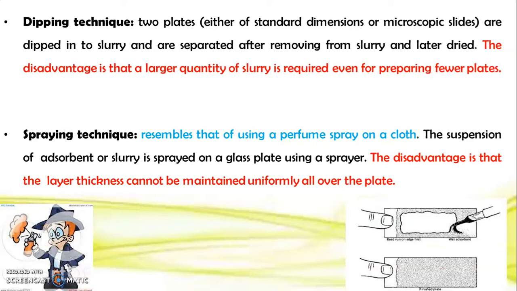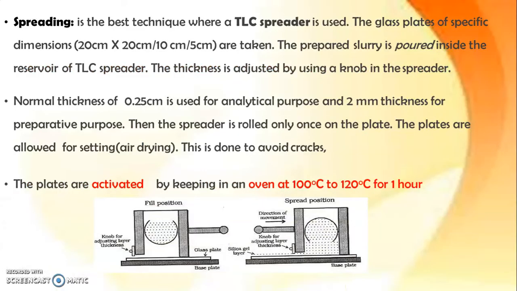The spraying technique resembles using a perfume spray on a cloth. The suspension of the adsorbent, or the slurry, is sprayed on the glass plate using a sprayer. The disadvantage is that the layer thickness cannot be maintained uniformly all over the plate. And the last technique is spreading.